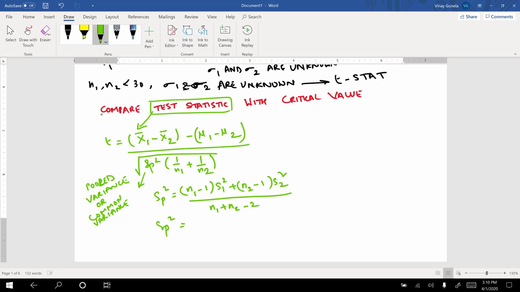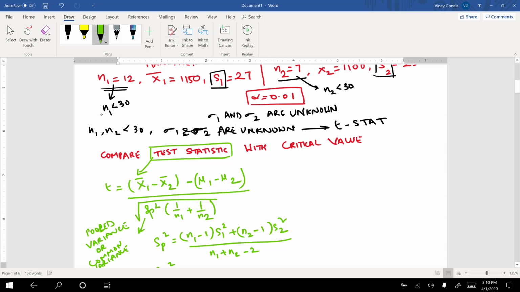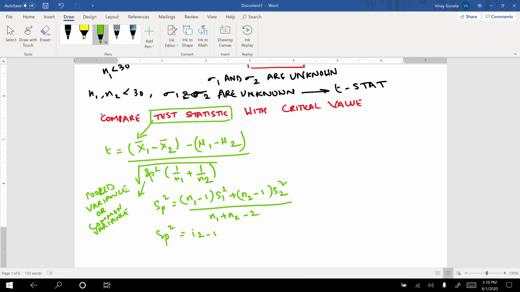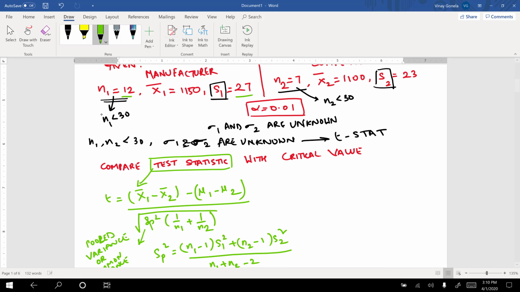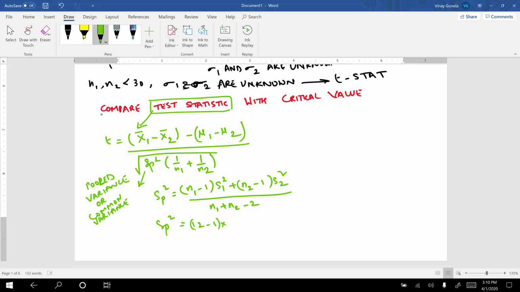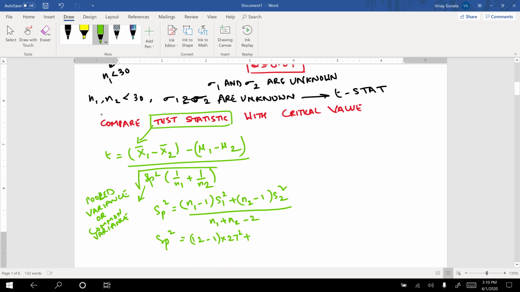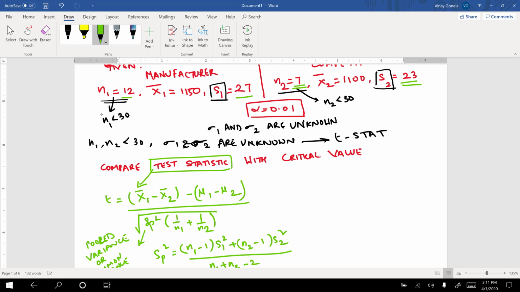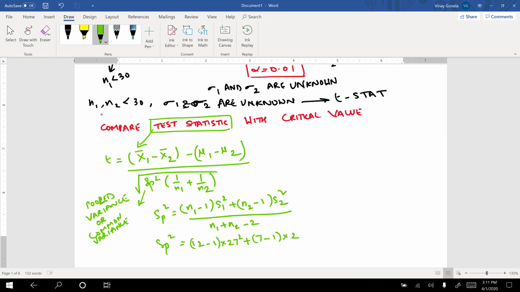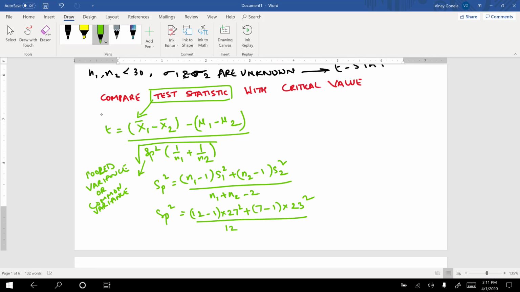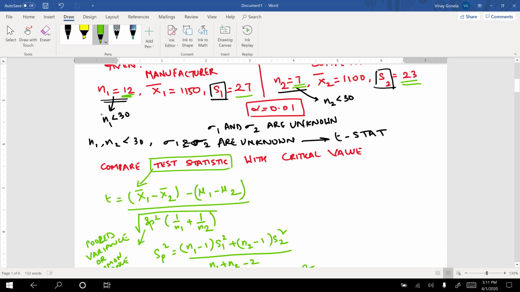So for this sp squared, n1 is 12, so I will write 12 minus 1, s1 squared where s1 is 27, so multiplied by 27 squared, plus n2, which is 7, minus 1 times s2 squared, where s2 is 23, multiplied by 23 squared, divided by n1, which is 12, plus n2, which is 7.